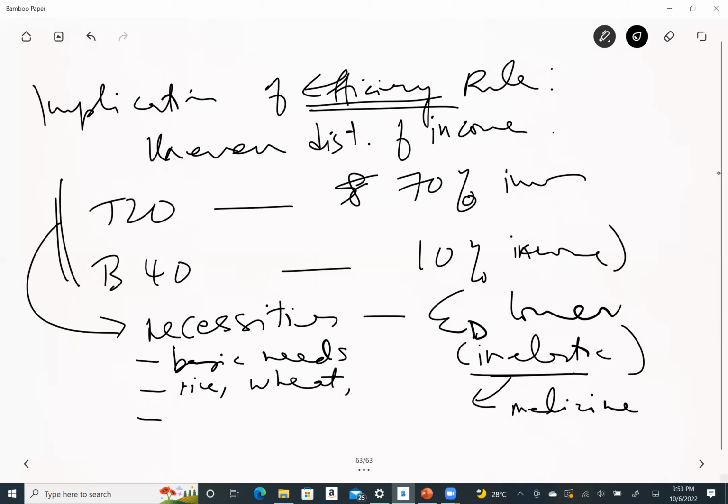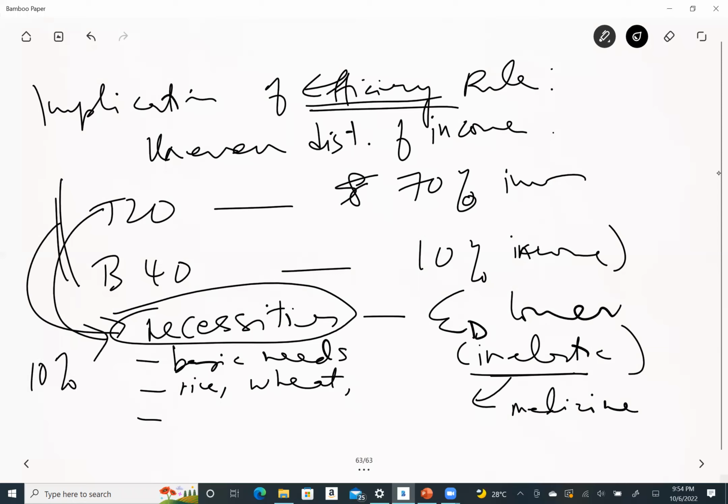So if we talk about this relationship, the goods with inelastic demand are mostly necessities. And as we know, the lower income group spend a higher percentage of their income on necessities. For example, the top 20% spend only 10% of their income on necessities. On the other hand, the bottom 40% spend maybe 80% of their income on necessities.